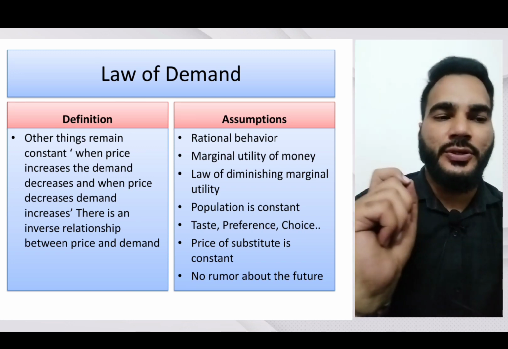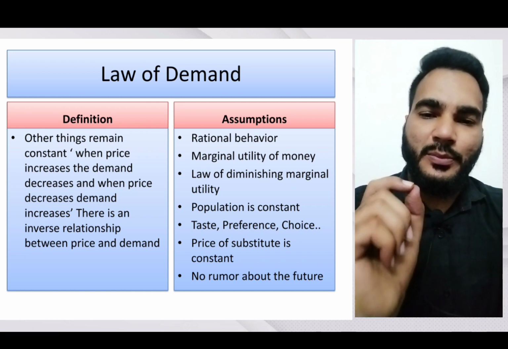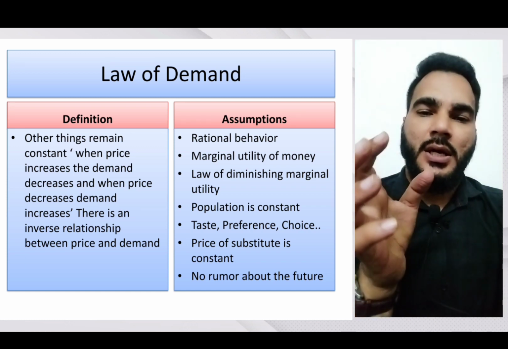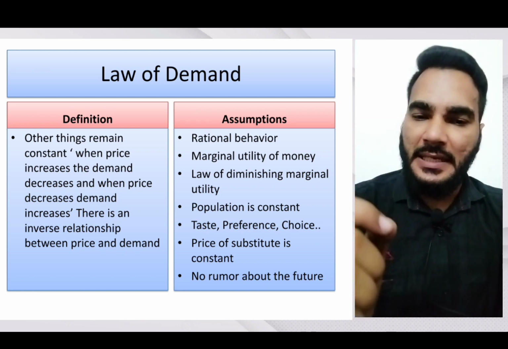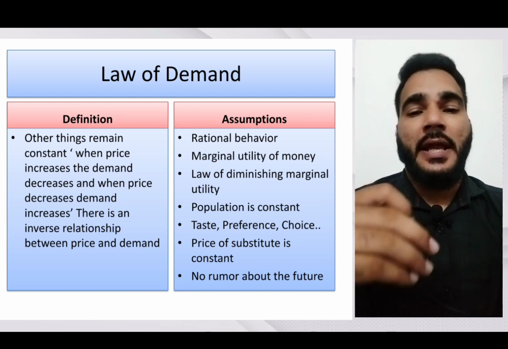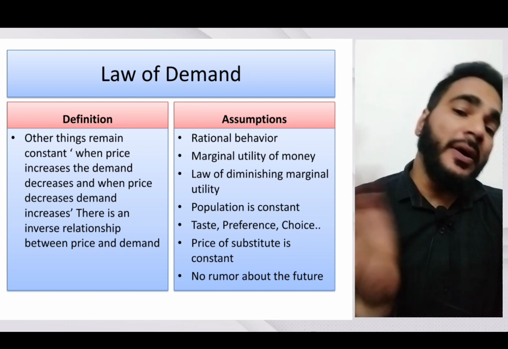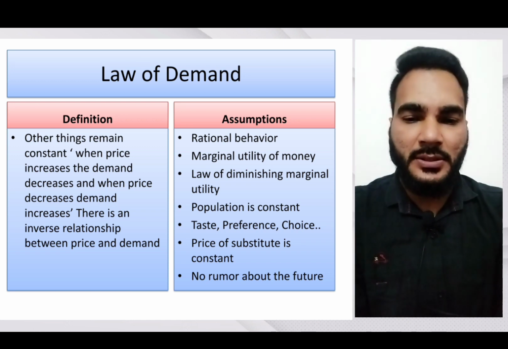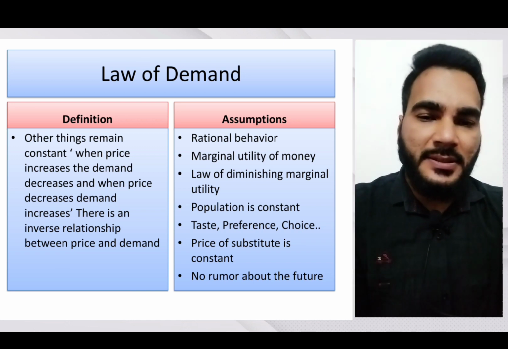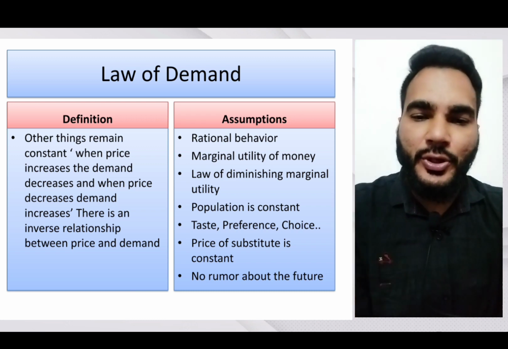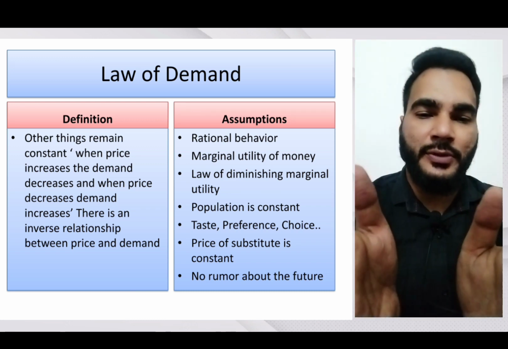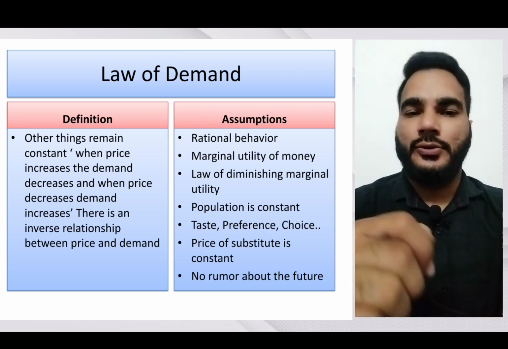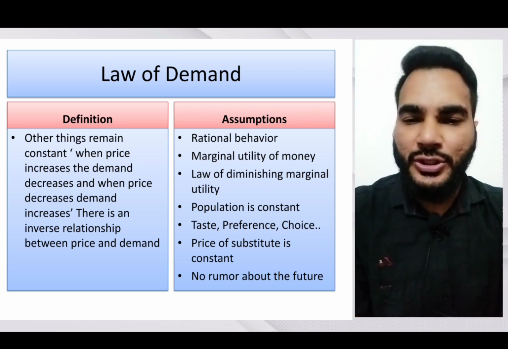Second, we have marginal utility of money. So basically marginal utility means satisfaction from any product. If you get satisfaction from any product, that may or may not affect the price, or if the price gets changed, you may not change your product, because that totally depends on your utility. If the product gives you maximum satisfaction, there are maximum chances you may not change the product.